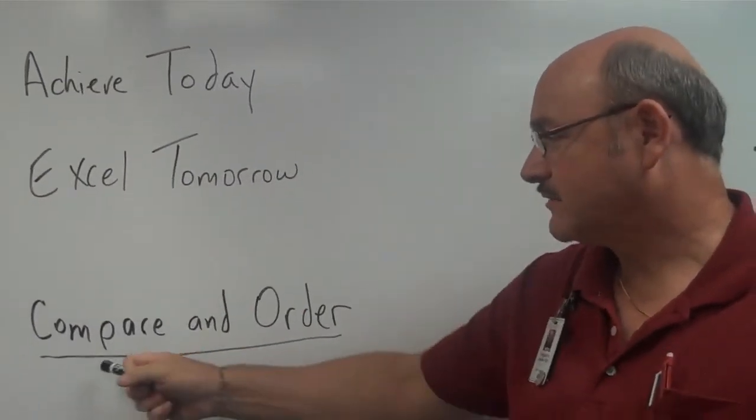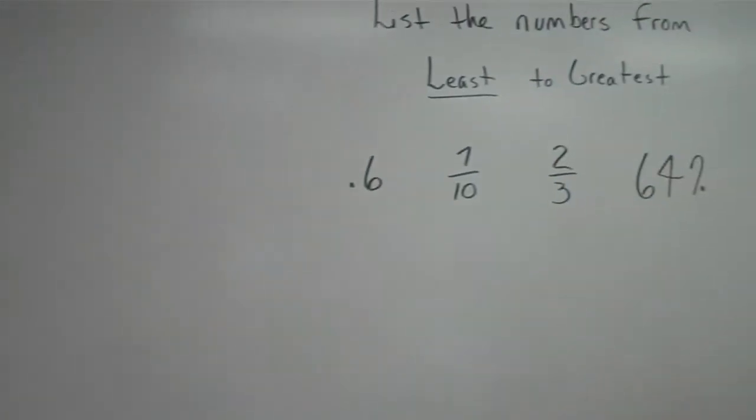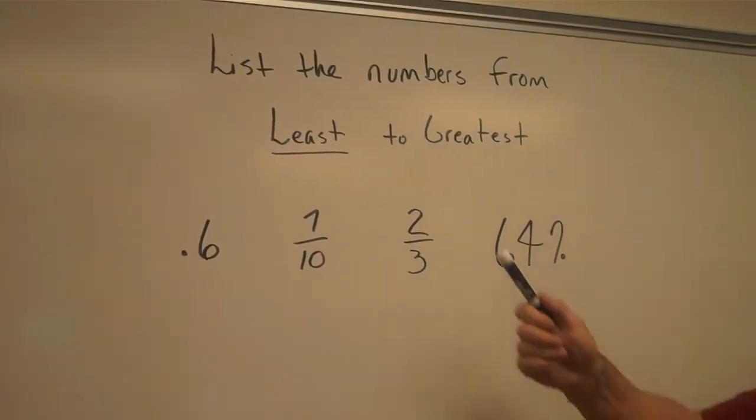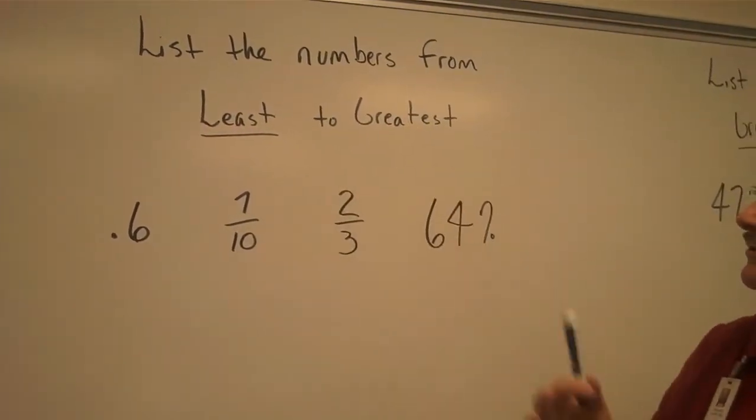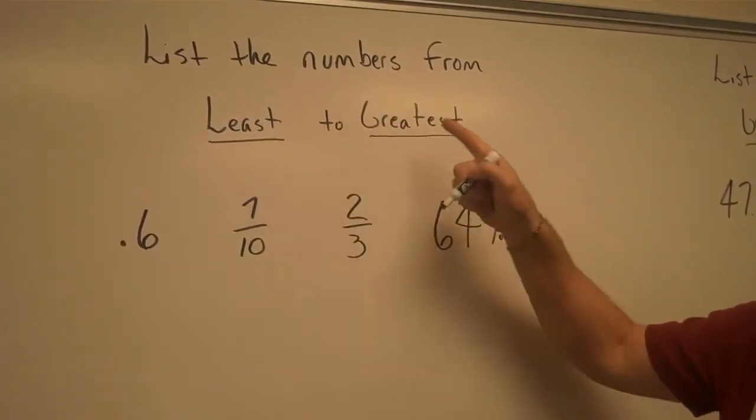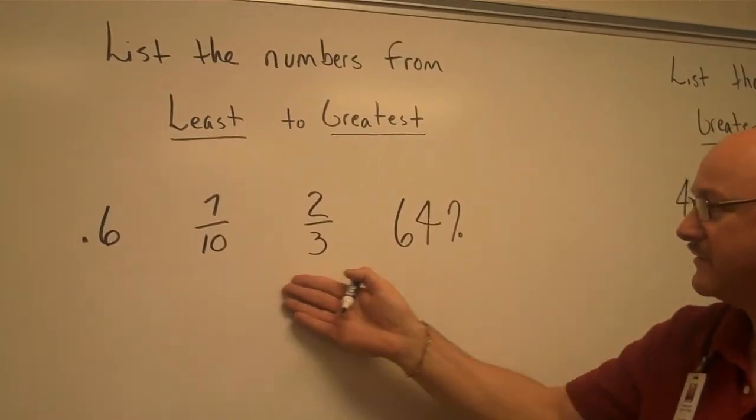Our achievement today is going to be comparing and ordering numbers. Okay, so let's look at a couple of examples to see how we can compare and order numbers. First, it says list the numbers from least to greatest. Make sure you pay attention to what it says, greatest to least or least to greatest. Okay, here's our sets of numbers.